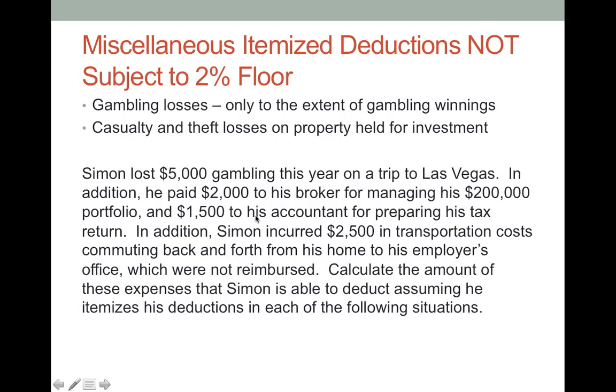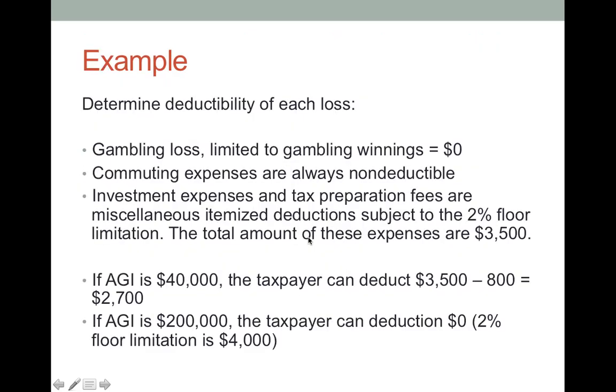The $2,000 he paid to his broker would be a deduction subject to the 2% limitation. His tax prep fees would be a deduction subject to the 2% limitation, and his commuting costs are non-deductible. Okay, commuting costs are never deductible. So how much can he deduct? 0 for gambling, 0 for commuting expenses.